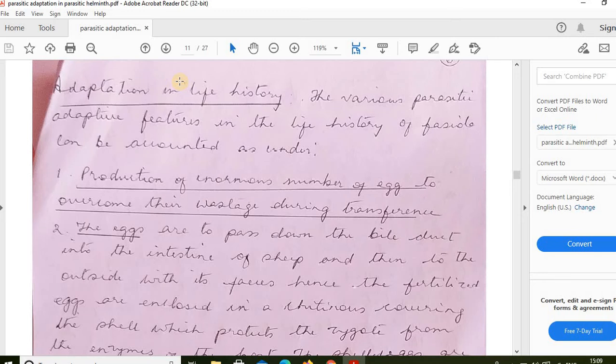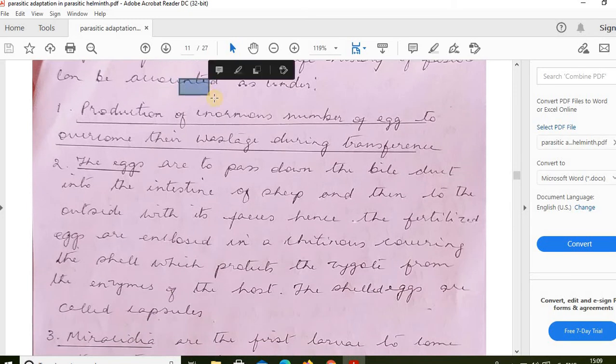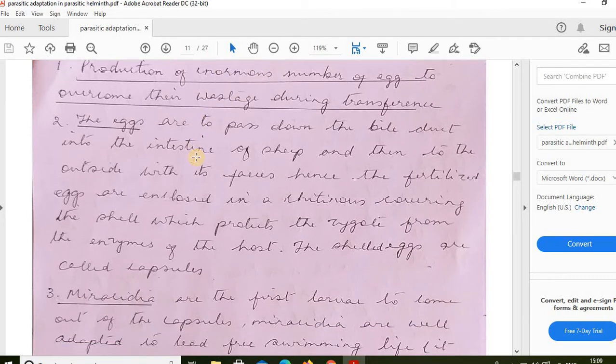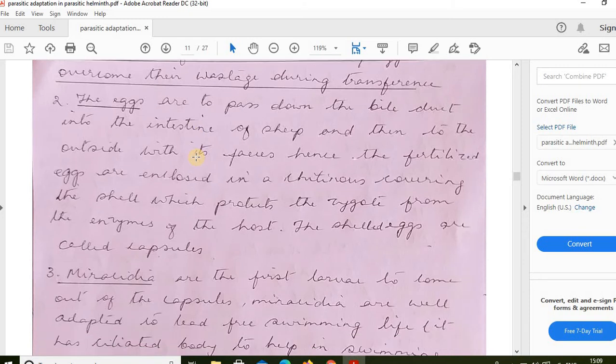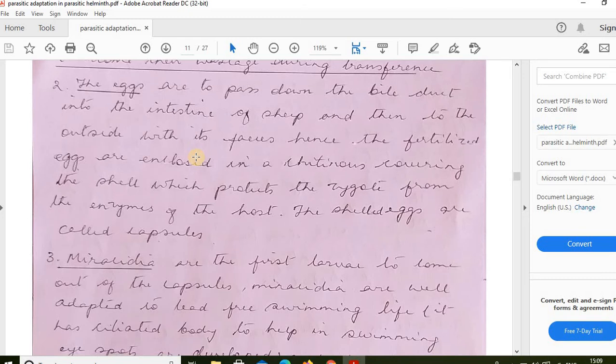adaptation in life history. So the various parasitic features in the life history of Fasciola is production of enormous number of eggs to overcome their wastage during transfer. The eggs pass down the bile duct into the intestine of the sheep and then outside with the feces. Hence, the fertilized eggs are enclosed in a chitinous covering, the shell, which protects the zygote from the enzyme of the host. The shelled egg is called a capsule.